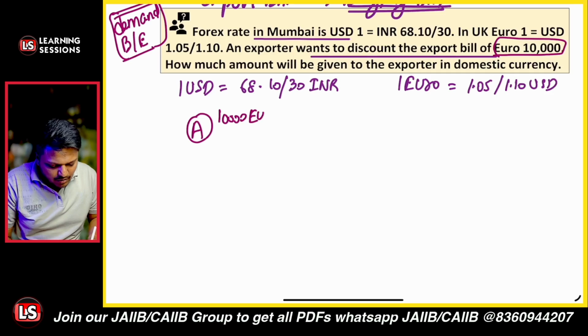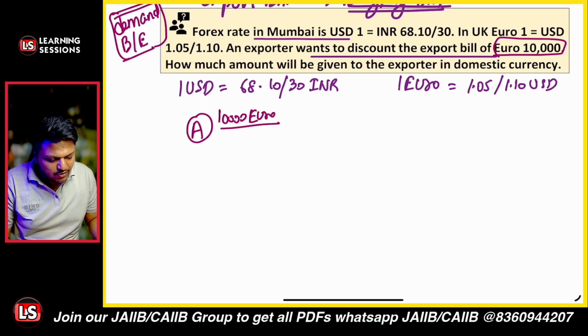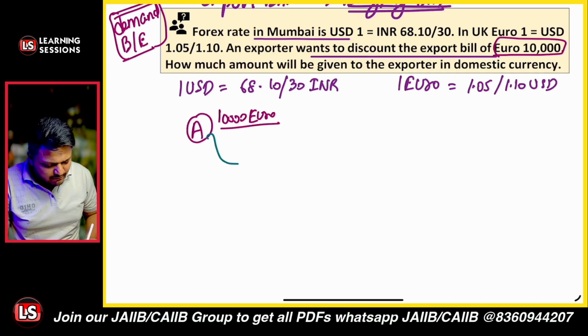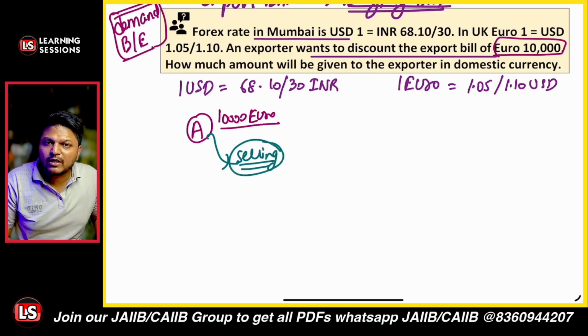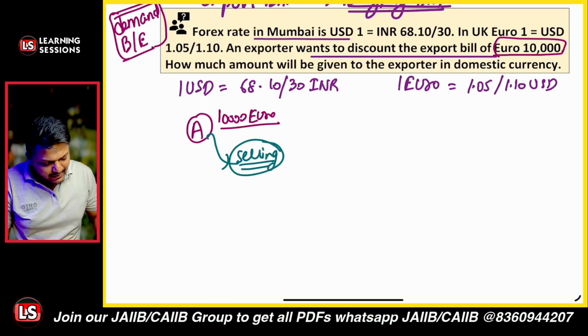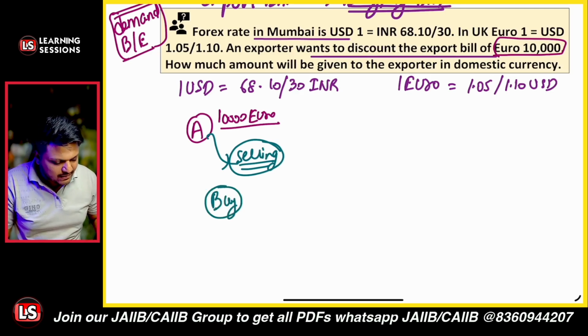So the direct quote is not available. Euro to INR quote is not available, right? So person A will be doing what? Person A will be selling these euros so as to get the USDs, right? And at what rate will the person be ready to sell? At which the bank is ready to buy.